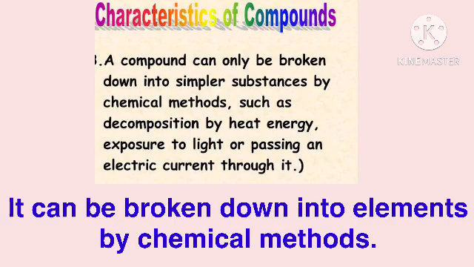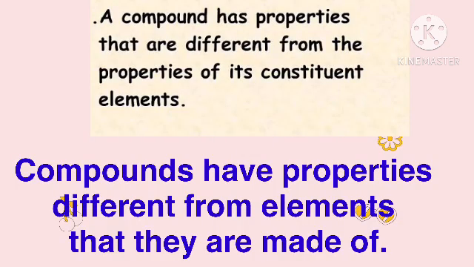And then lastly, compounds have properties different from the elements that they are made of. For example, hydrogen and oxygen are gases, but when they come together, they make water, which is a liquid. So all of these are some characteristics of compounds.